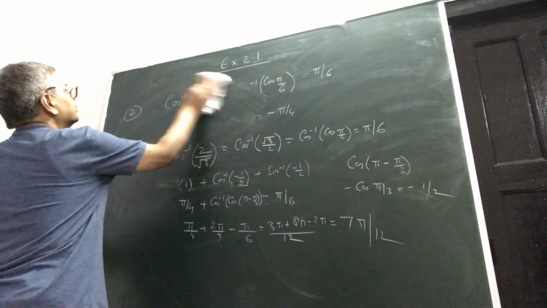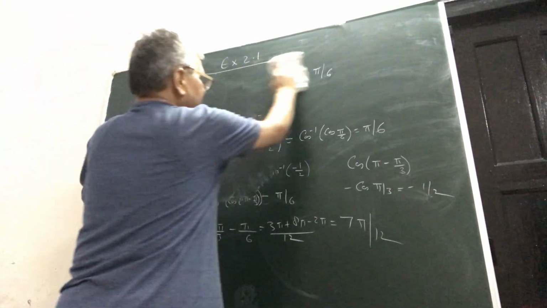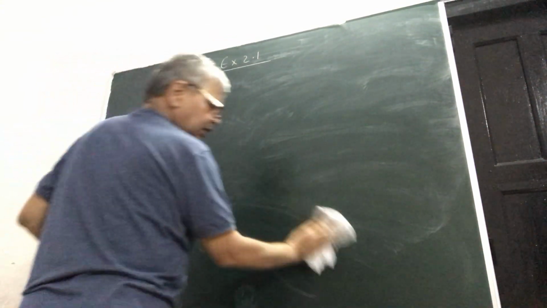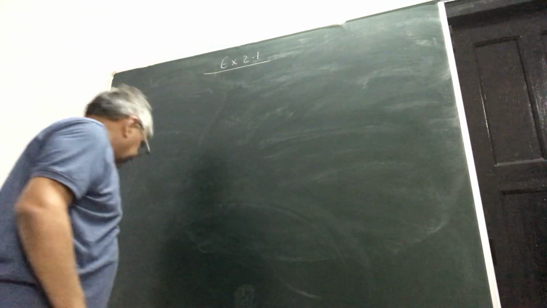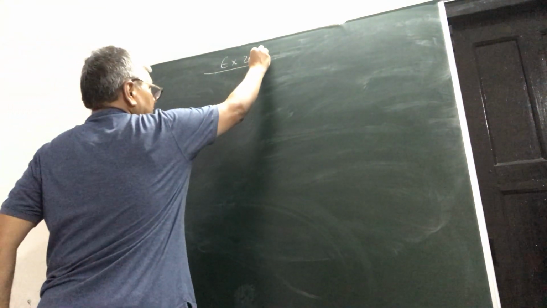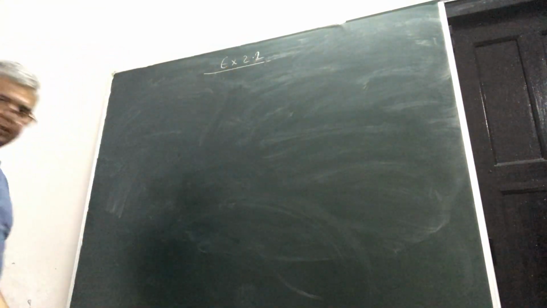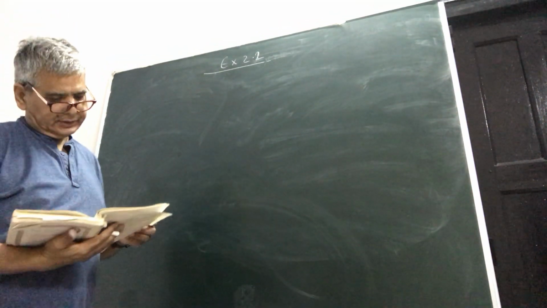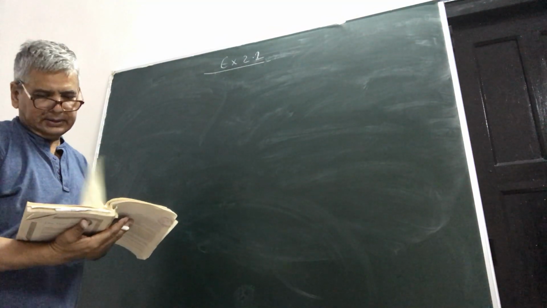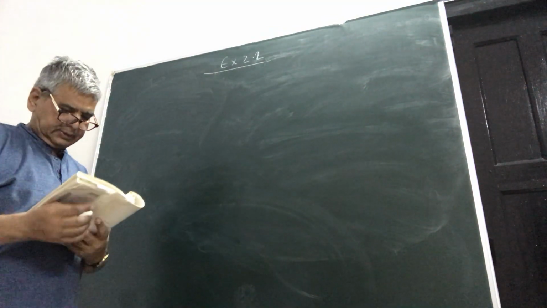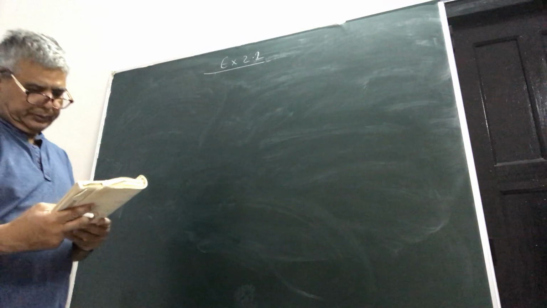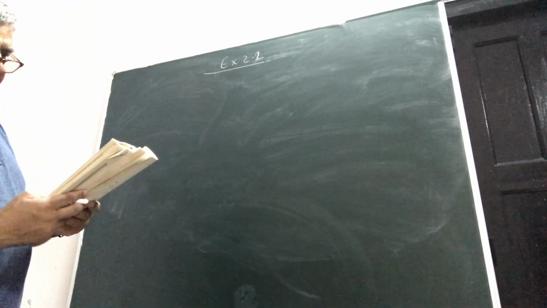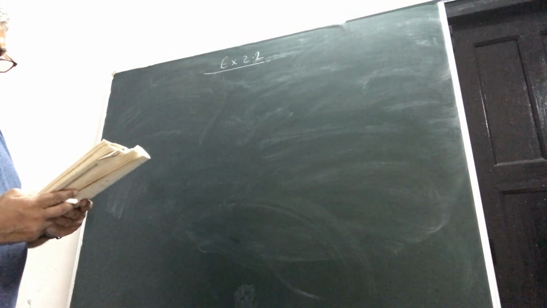Now let us come to this set. Exercise 2.2. Let us try a few questions therein. Or should we try the miscellaneous? Bhavya sir? 2.2, okay. Let us take these questions of 2.2. Let us try a few questions therein. Okay, first question is very simple.